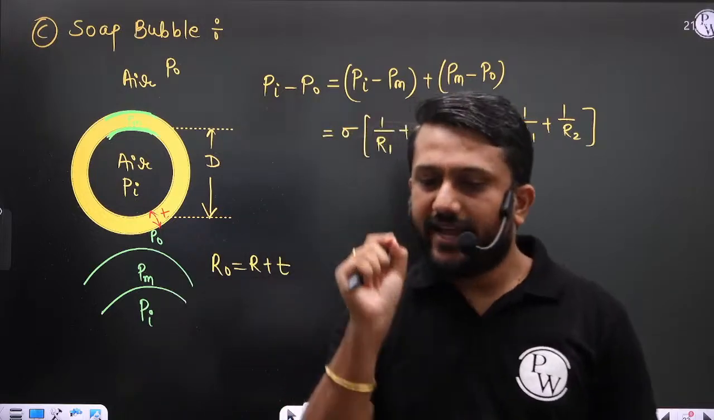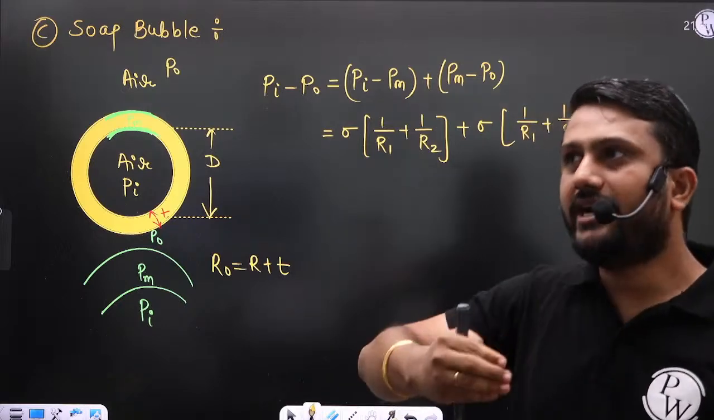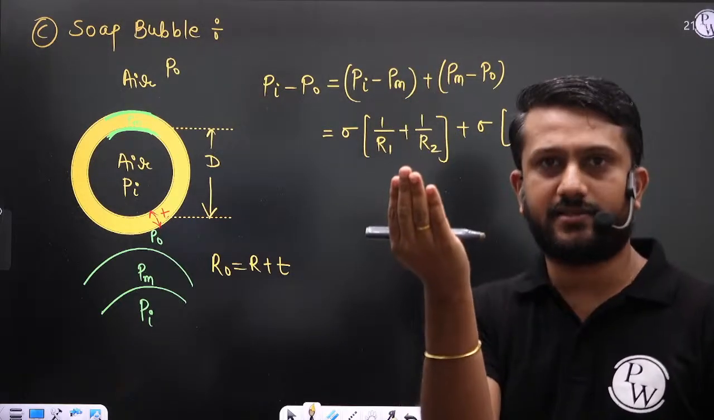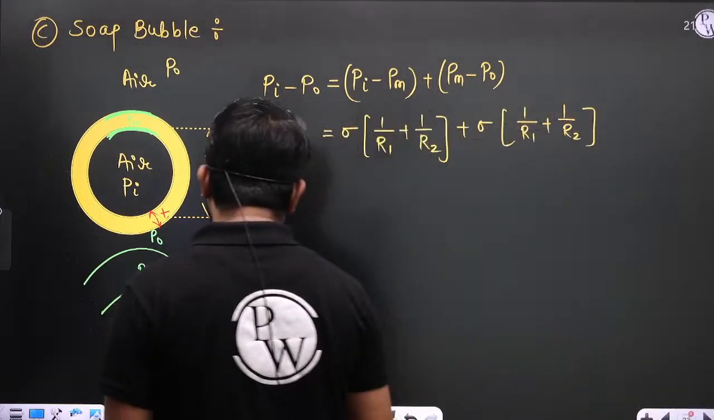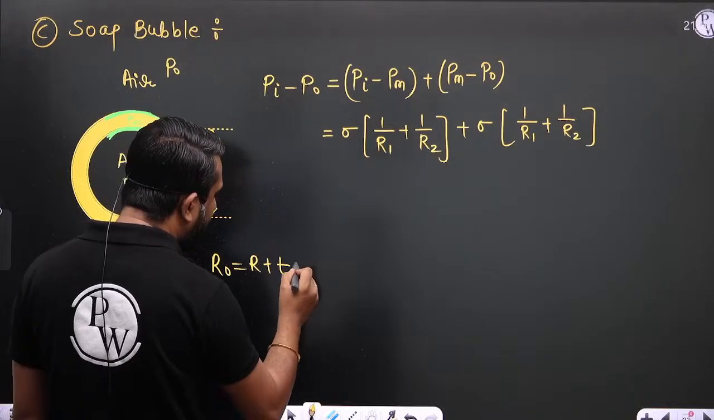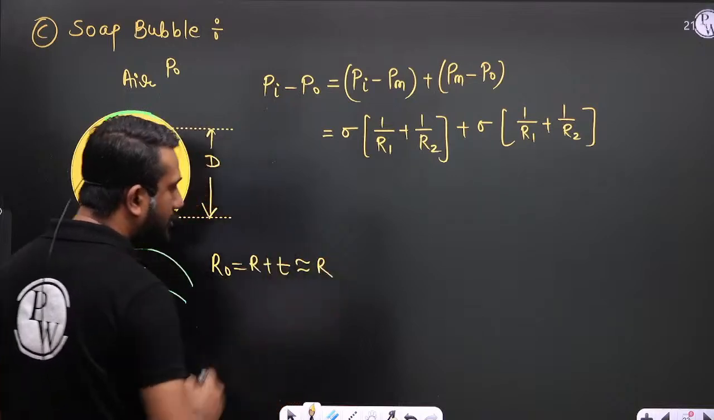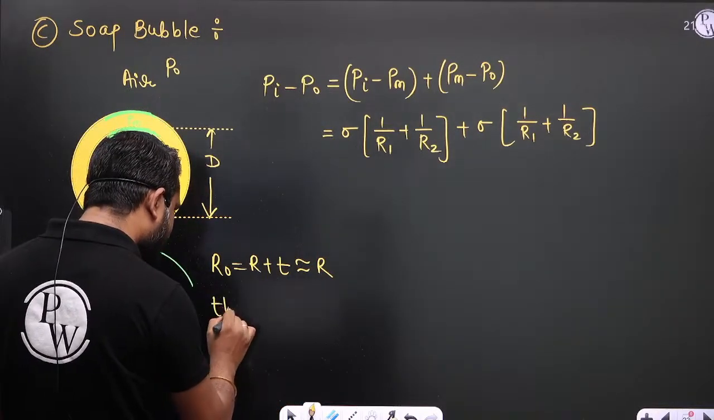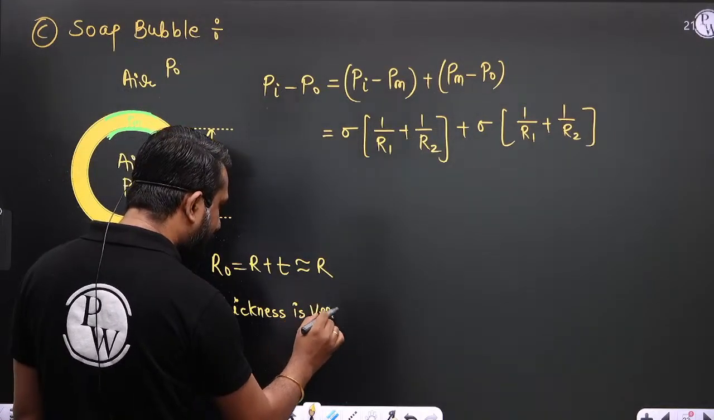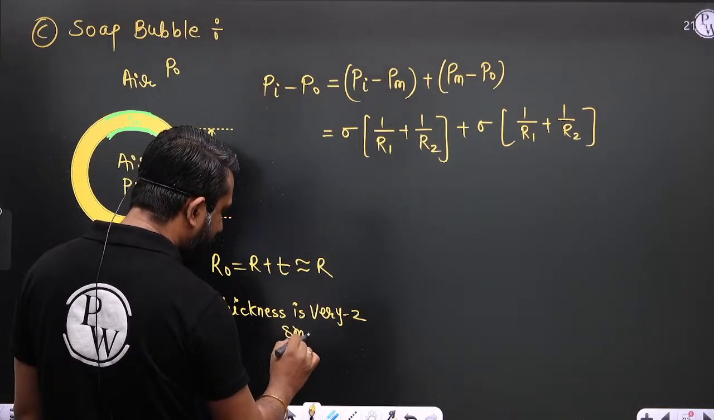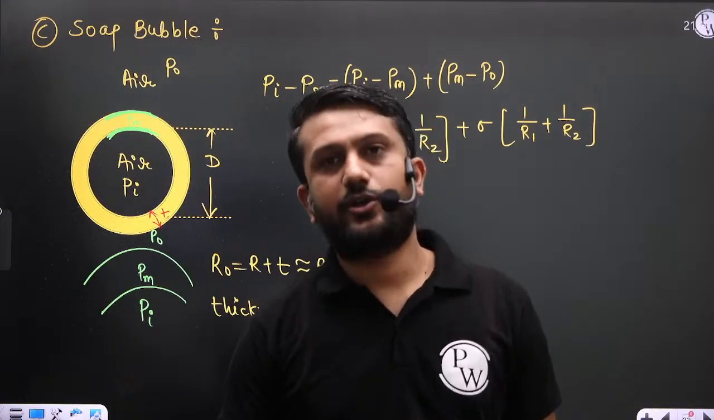And beta, thickness is very, very small, right? If you are getting a soap bubble, then you can't differentiate this is the inner interface and this is the outer interface, because thickness is very, very small. And since thickness is very, very small, we can write that R plus T is approximately equal to R.